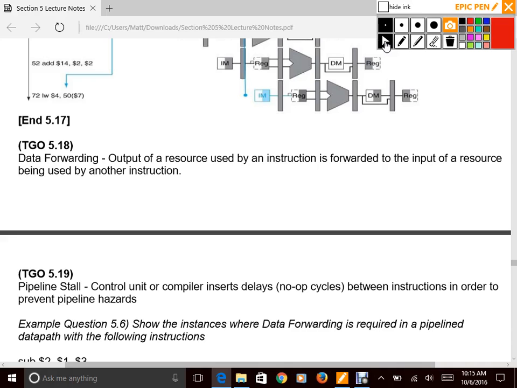Control unit or compiler. I think it was either William or Sam who said compiler, right? So that's what you were saying. Compiler optimization, and control unit, which is what William was saying. So you guys were basically coming together to define pipeline stall. Control unit or compiler inserts delays or no operation cycles between instructions in order to prevent pipeline hazards. By the way, that's a good sign. That means you all are starting to think like engineers. That makes me happy. We can give you this degree after all.